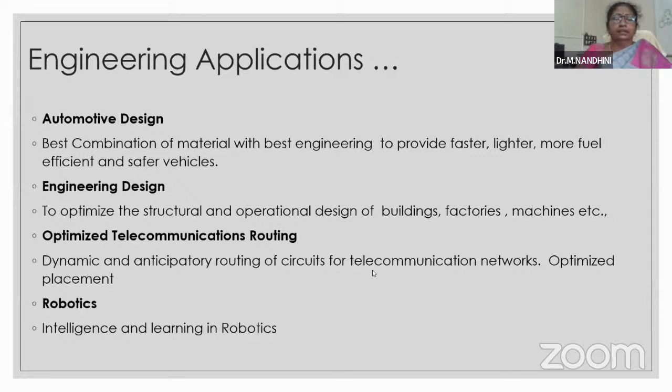Here I have taken some of the applications: automotive design, engineering design, telecommunications and robotics. If you take automotive design, you know the combinations of materials are to be provided to make vehicles faster and lighter, fuel efficient and safer. This is the design motive of automation. Then in engineering design, in civil engineering, the structural and operational design of buildings, factories and machines are to be optimized.